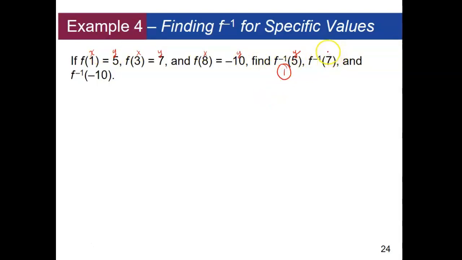F inverse of 7, again, this is my y, so I'm going to go to where y is 7. So my input value that gave me 7 as an output would have been 3. Here, I need to find where y is negative 10, so that's going to be this one. So the input value for that would have been 8.